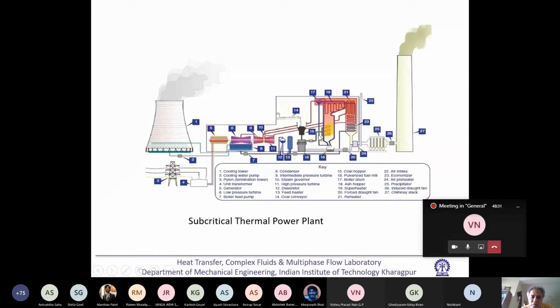Kolaghat, if you go, Kolaghat Thermal Power Station, which is on the way to Kolkata, that is pulverized, and in most cases it is pulverized. So here there is a ball mill which pulverizes the coal. And then you see, from here we are taking fresh air, this shaded line, and then it is coming over here.